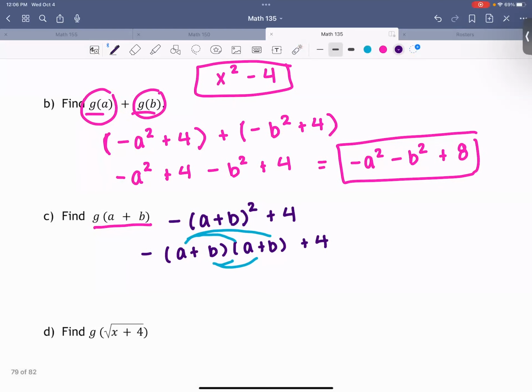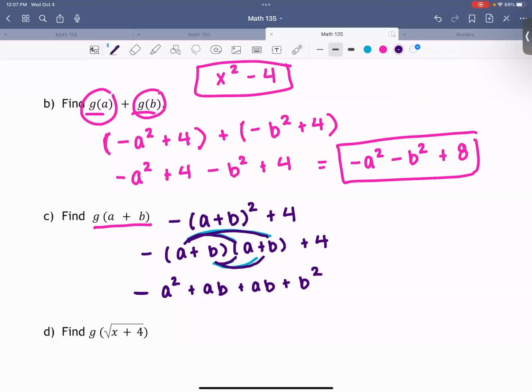All right, let's just do the multiplication here. Let's do a times a, that is a squared, right? A times b is ab. B times a is ba, but another way to say ba is ab, right? And b times b is b squared. Okay, I'm gonna bring the minus down.